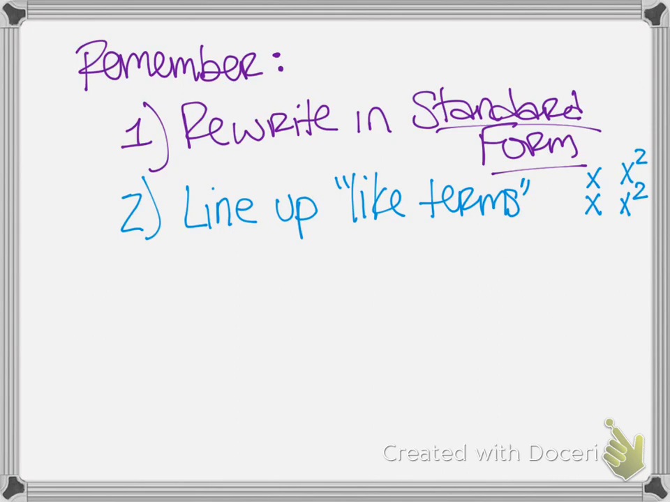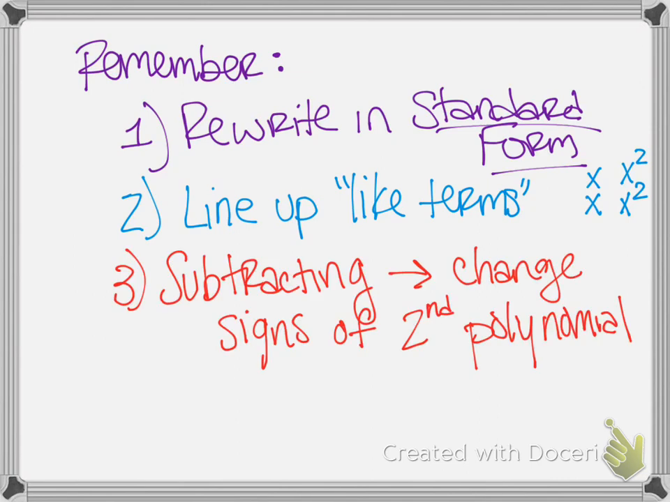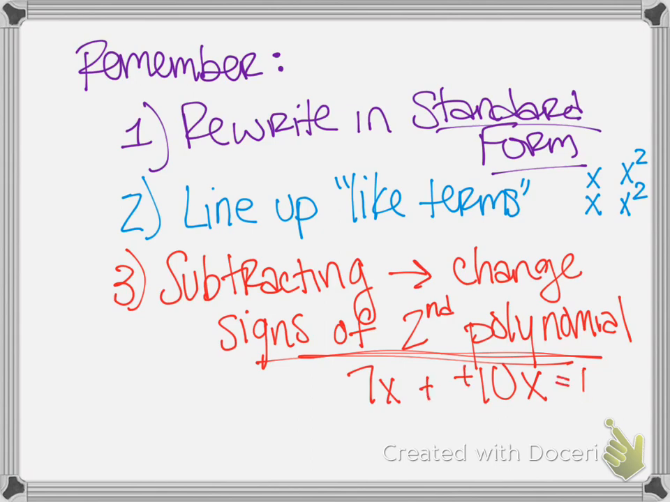And then lastly, when we're subtracting, you must change those signs of that second polynomial. So if you're doing 7x minus negative 10x, we have to change those signs so that we can get a 17x instead of an incorrect answer.